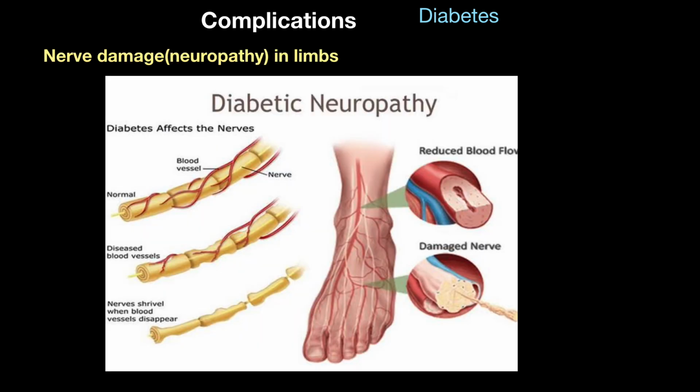Next one is diabetic neuropathy. When diabetes affects nerves, it is called diabetic neuropathy. Like every organ, nerves are also supplied by blood vessels. When the blood vessels are diseased by high blood sugar levels, nerve damage occurs, which results in tingling, numbness, burning, pain, or eventual loss of feeling, usually beginning at the tip of toes and gradually spreading upwards.